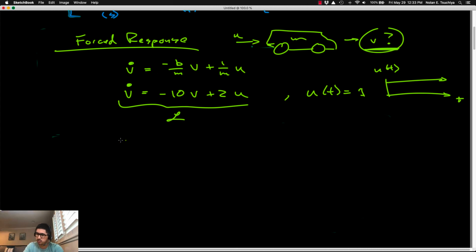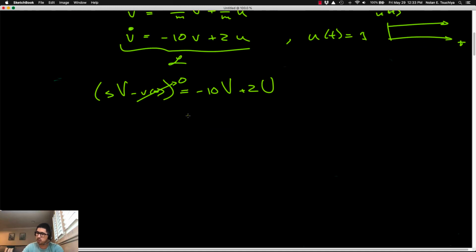Okay, so if I take the Laplace transform of both sides of this differential equation, I want to derive the transfer function, so I get that it's sV minus v of zero, the initial condition, is equal to minus 10 big V of s plus 2 U of s. And sometimes I will drop the argument because sometimes it's easier to just write capital letters, which implies s domain, versus lowercase letters, which implies time domain. Okay, so because I'm deriving a transfer function, I don't care about the initial condition, and solving for the ratio of v over u, I get the transfer function from u to v of 2 over s plus 10.